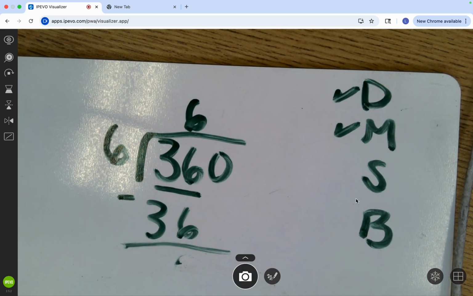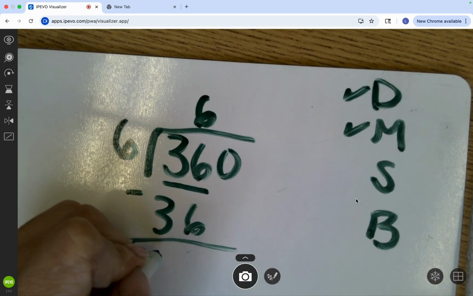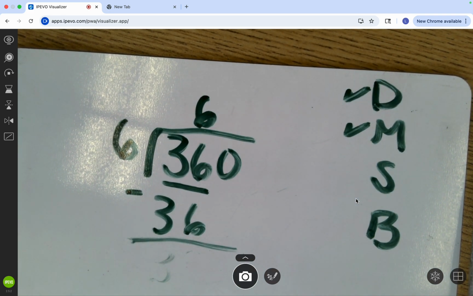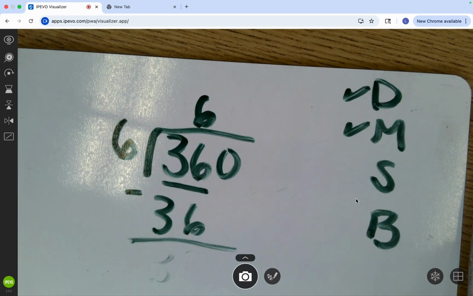Ooh, this is too wet. I'm just going to use a little bit of my sweater here. Okay. Ugh. Let me get a new marker. I might have to get paper towel.